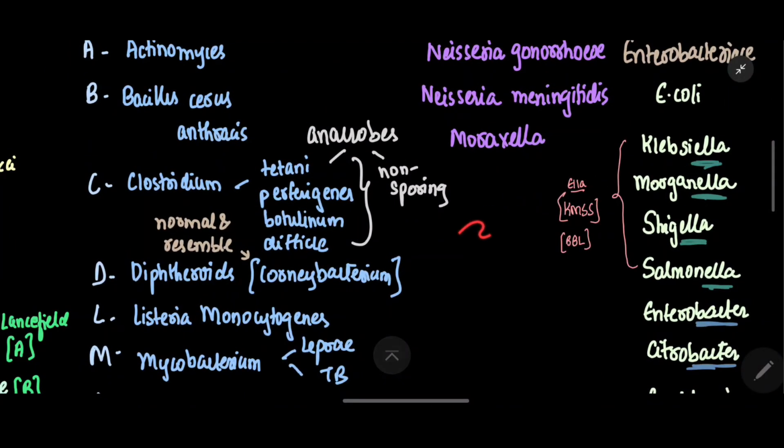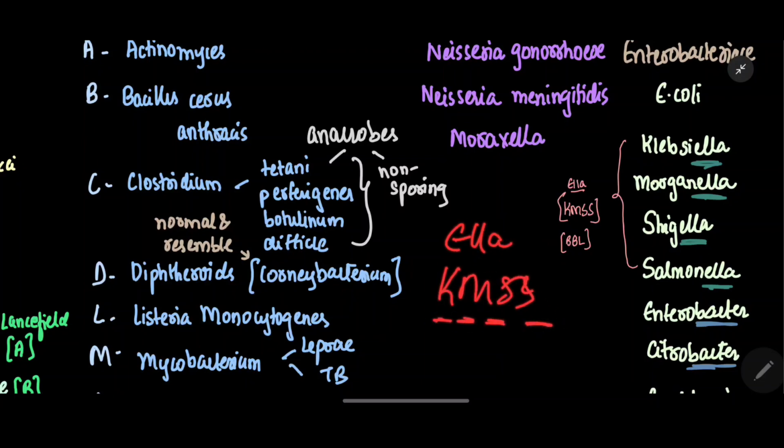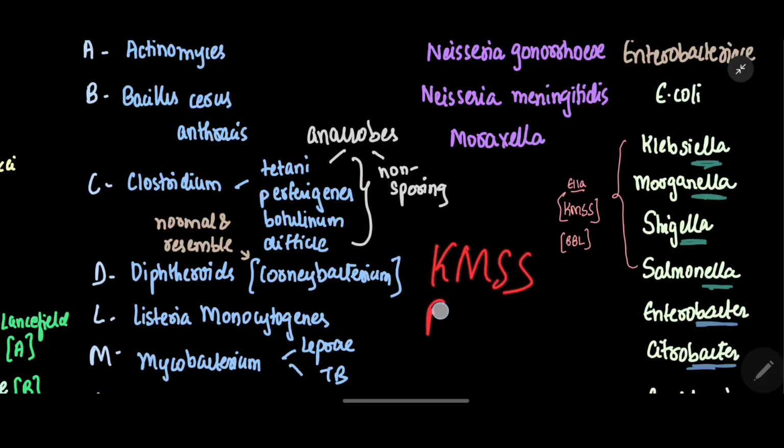Okay. So Ella is a girl who kept on saying KMS, KMS. So KMS meaning kill myself. It's a slang, right? KMS, because she wanted to get a BBL. BBL is a, what is it called, a plastic surgery. She didn't get a BBL, so that's why Ella wanted to kill herself. So KMS is for Klebsiella, M is for Morganella, S is for Shigella, and S is for Salmonella.